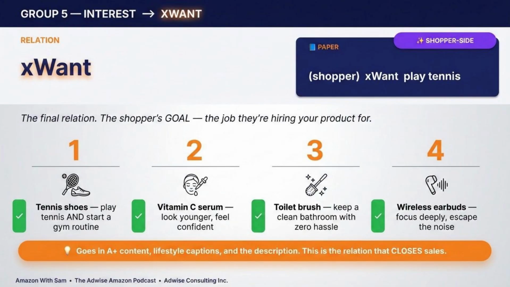Vitamin C serum, X want: look younger, fade dark spots, feel confident. Toilet brush, X want: keep a clean bathroom with zero hassle. Notice these aren't about your product. They're about what the buyer wants from their life. Write these into your A plus content, into your description, into your lifestyle imagery captions. This is the relation that closes sales.